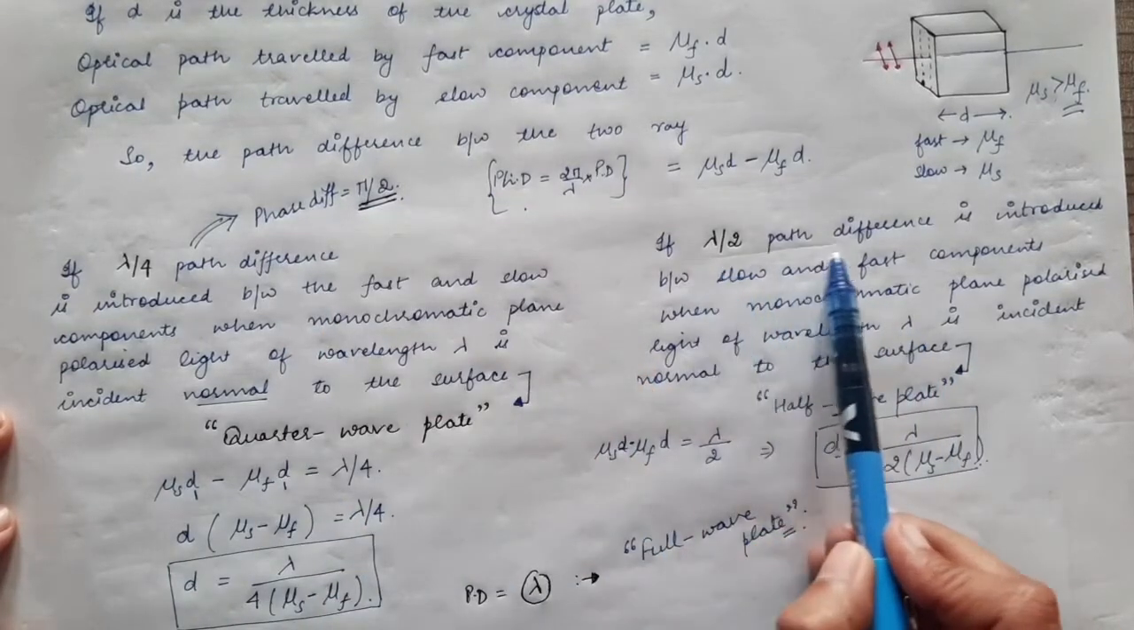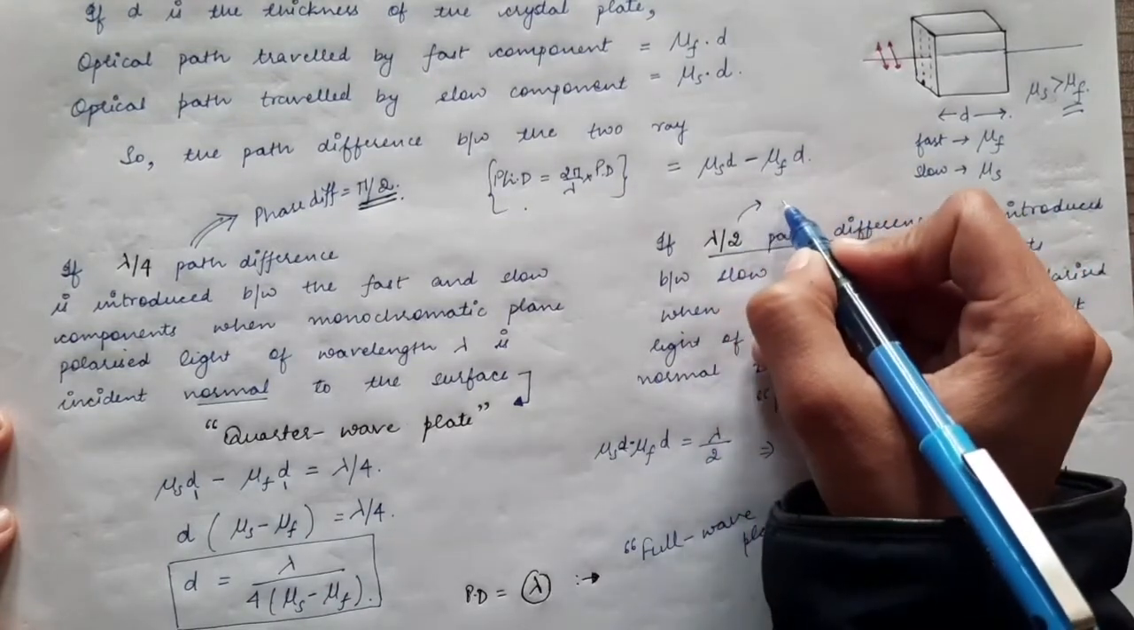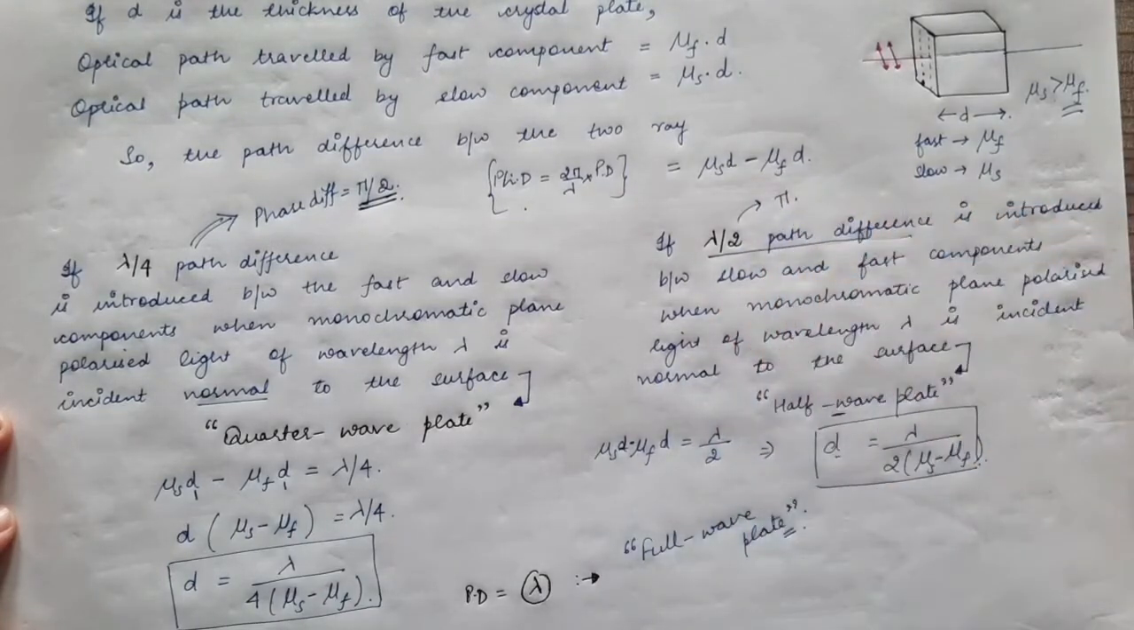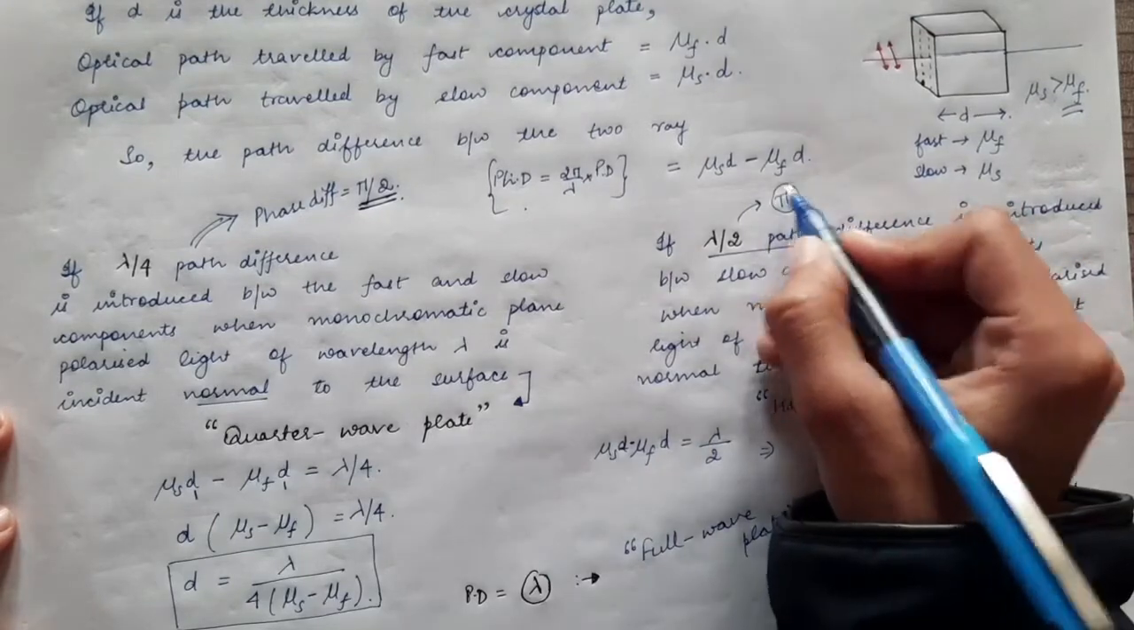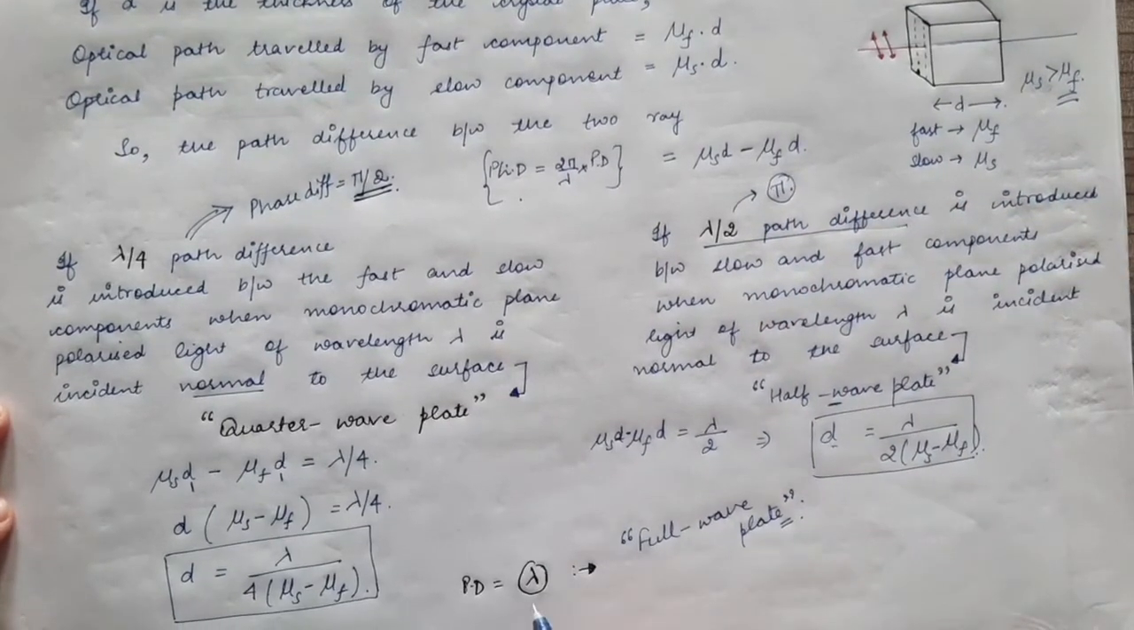Now if lambda by 2 path difference is introduced, then what is the corresponding phase difference? It is equal to pi. So phase difference is pi, and in this case if lambda path difference is introduced, then phase difference will be equal to 2 pi.